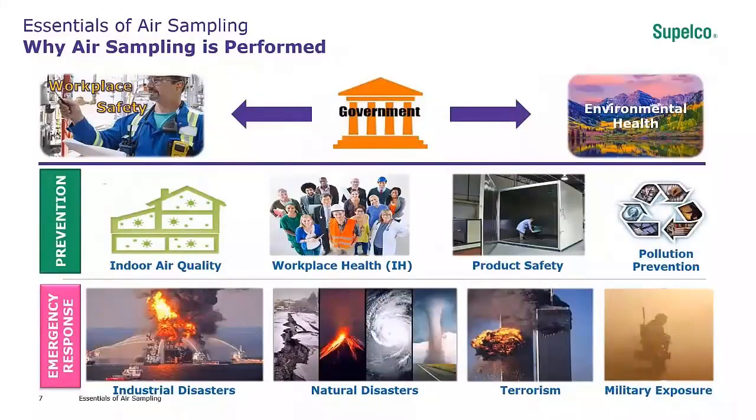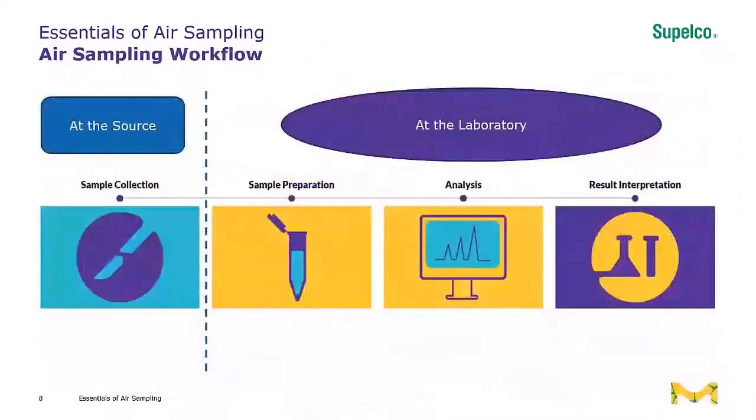Why do we take air samples? We take air samples to detect, measure, and quantify contaminants as a means of ensuring compliance with applicable laws as they relate to personal exposure and environmental health. We also take air samples as a means of prevention of accidental exposures or emissions, and also as a measure in emergency response. The air sampling workflow contains 4 distinct steps.